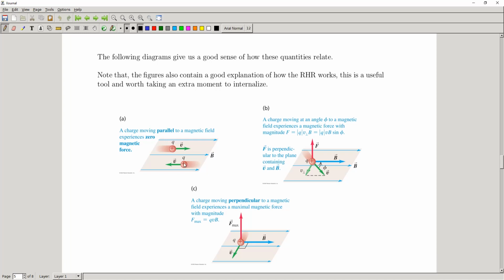And again, same idea if it's moving in the opposite direction, right? This is just the sine of 180 degrees. And again, we're going to pick up no magnitude to our magnetic force, okay?